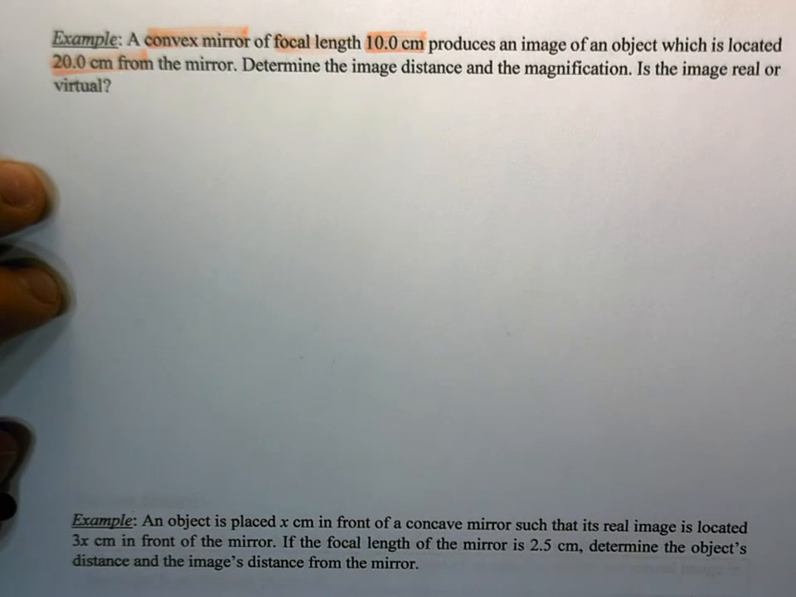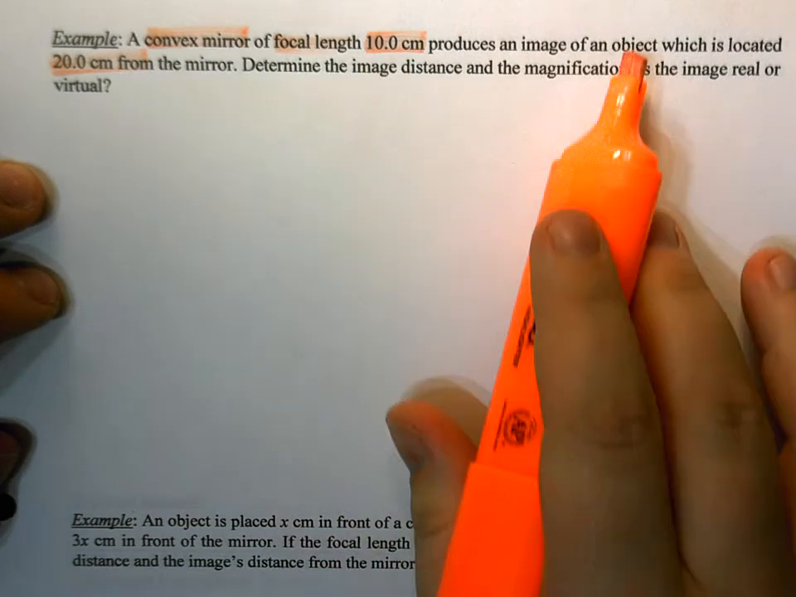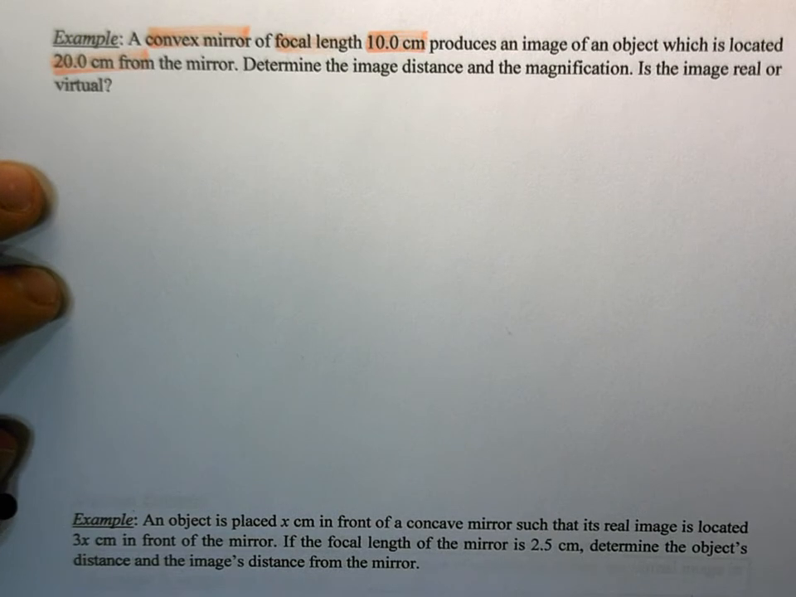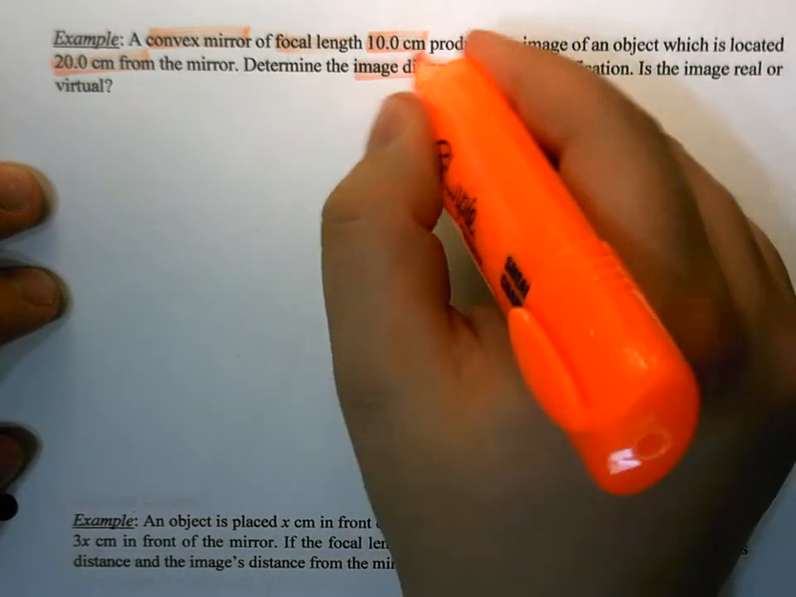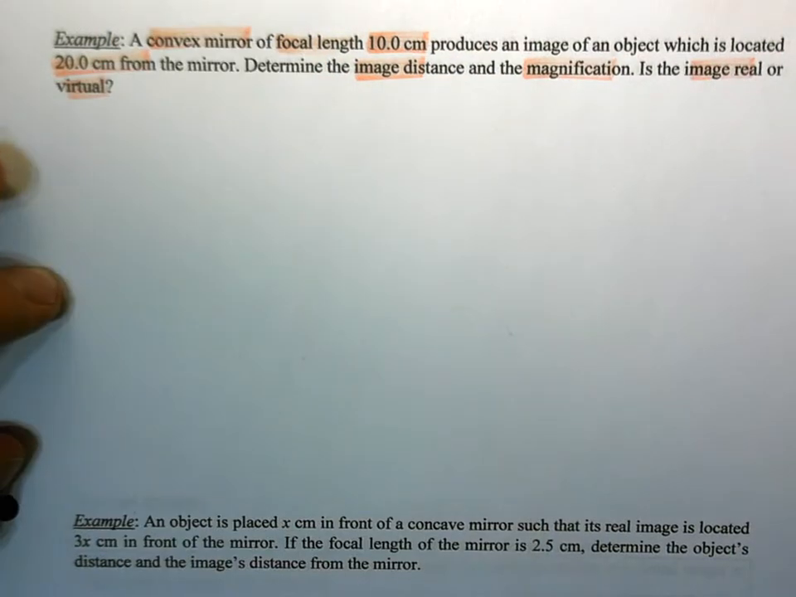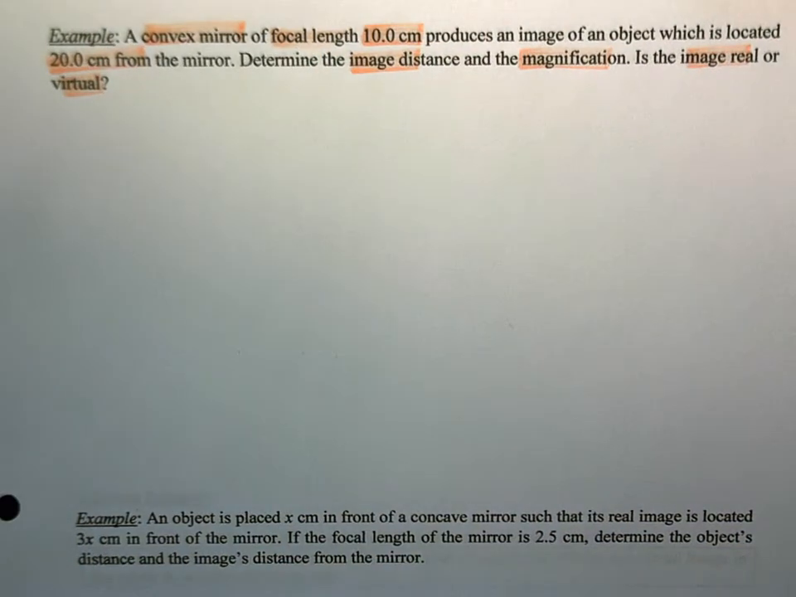So we're told that the object is located 27 meters from the mirror. It's not very clear in that question. So we want to determine the image distance and the magnification. Is the image real or is it virtual? We have a lot going on here. A good idea, write a variable list for what's going on here.